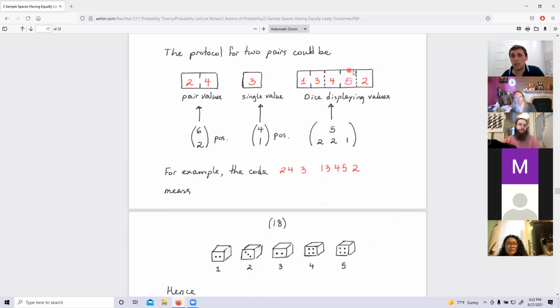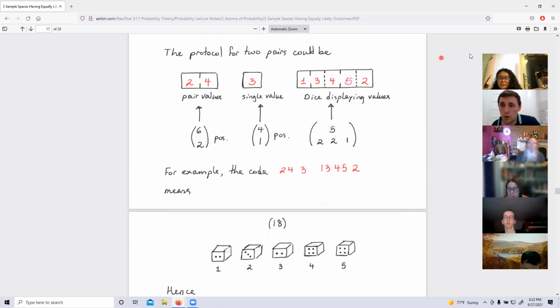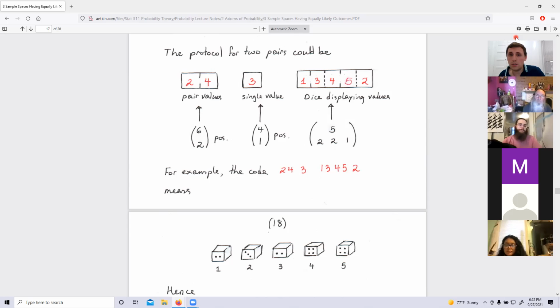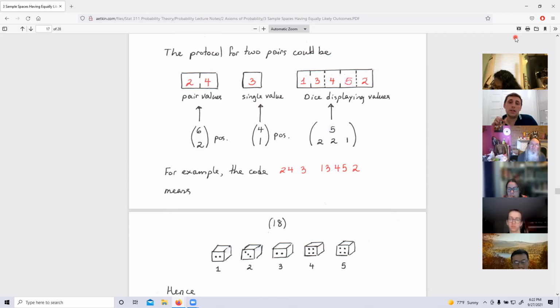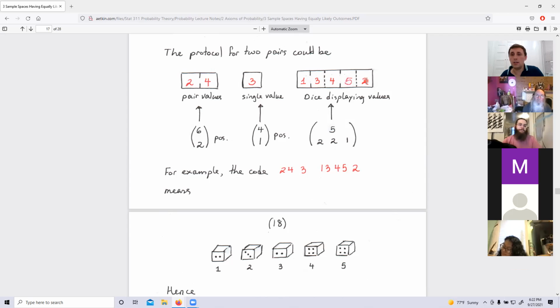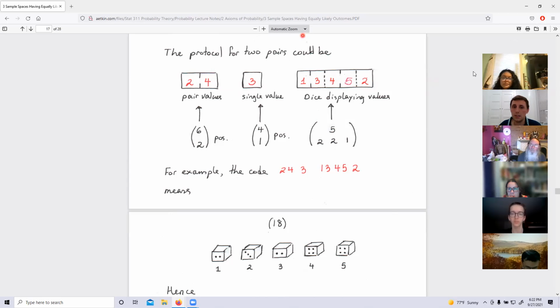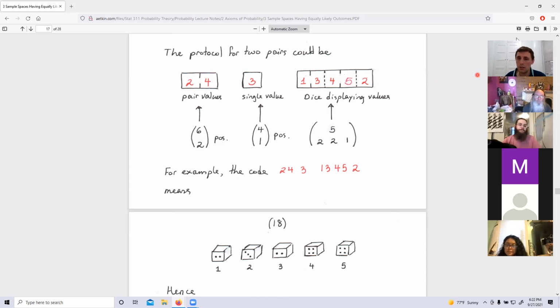So you see I have this dotted line here. Everything below the first dotted line tells me which dice display the smallest pair. Between the 2 dotted lines, which 2 dice display the larger pair. And the last number tells me which die displays the number 3, the singleton value. You agree? Now, if you read this code and you understood how this information was placed together, you could have reconstructed that this was the outcome. Do you agree?